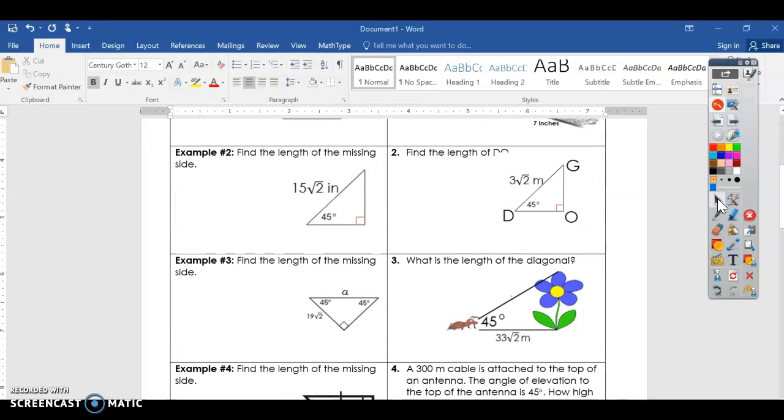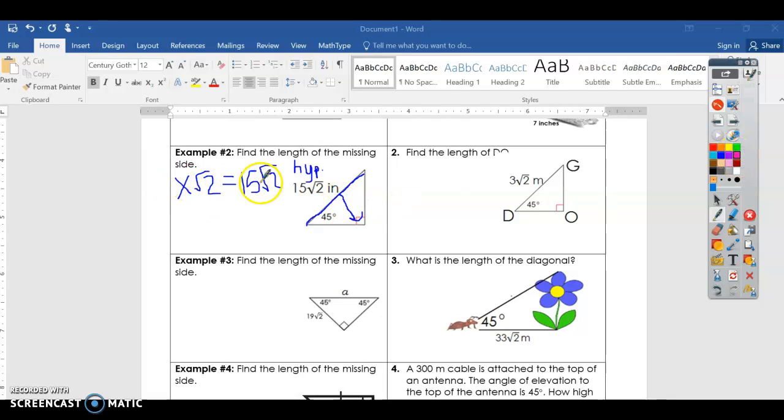Example 2, it says to find the length of the missing side. And in this case, they give you the hypotenuse. I know that this is the hypotenuse because it is the side across from the 90-degree angle. So since this is the hypotenuse, that means that x square root of 2 is going to be equal to 15 square root of 2, because I know that the hypotenuse is x square root of 2.